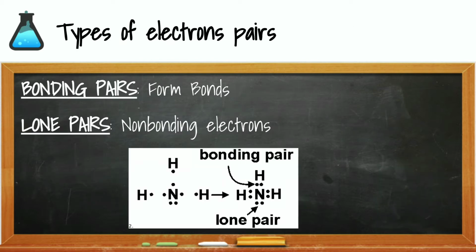When using the VSEPR theory, it is important to distinguish between bonding pairs of electrons and non-bonding pairs of electrons. Bonding pairs of electrons are typically written as a line in the Lewis electron dot structure, while non-bonding pairs of electrons are pairs of electrons that do not make bonds, but are still important as they help the elements complete their octet.